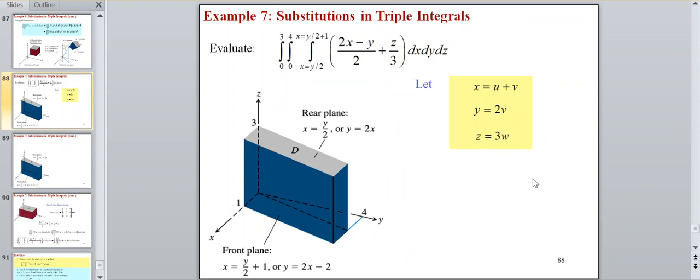Now here we have an interesting example. We want to use substitution to calculate this triple integral: the triple integral of 2x minus y divided by 2 plus z divided by 3, dx dy dz, over region D, and you can see the description of region D. X is from y over 2 to y over 2 plus 1. It means from this line. Sorry, I said line, from the surface, or plane actually.